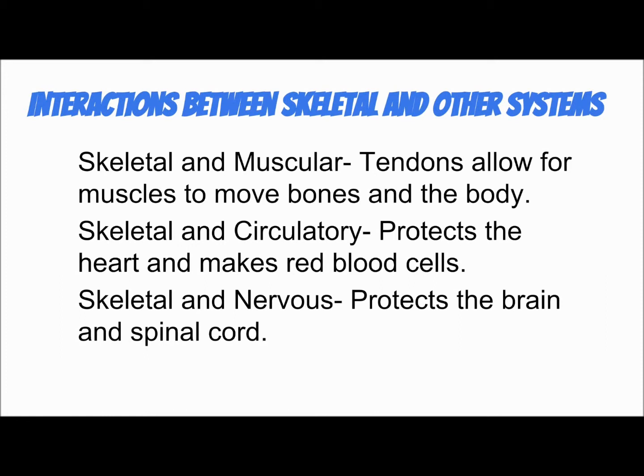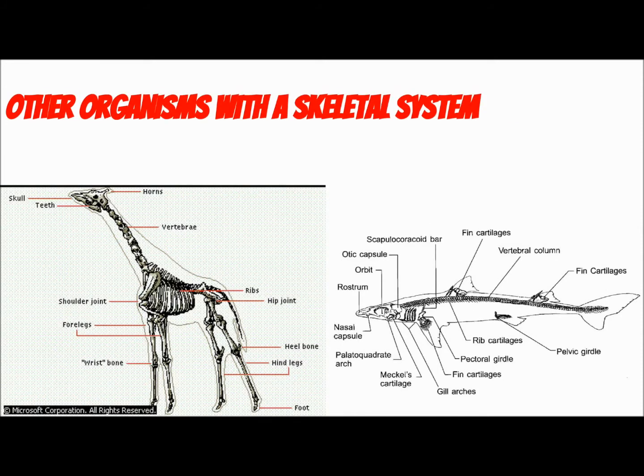Richard, can you tell me about other organisms with a skeletal system? Why, sure. On the left, we have a skeletal system of a giraffe. And you can see the common bones like the ribs. And then on the right, we have a diagram of a shark. Fun fact, sharks' bones are made out of cartilage. Oh, that's a pretty fun fact right there.